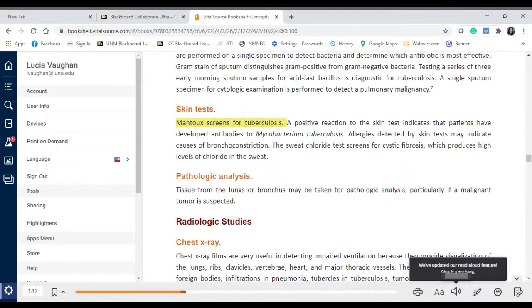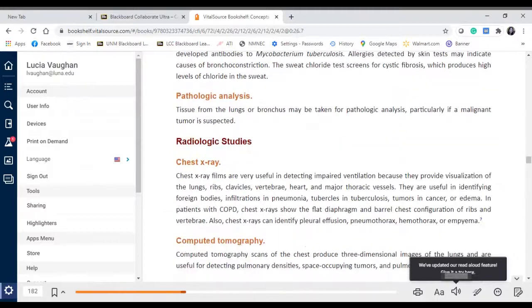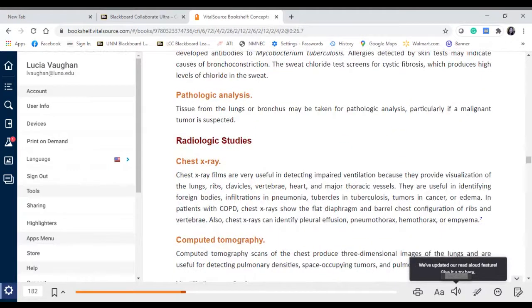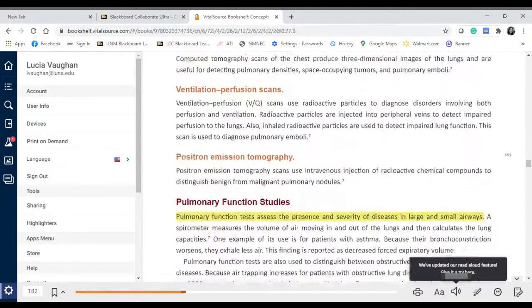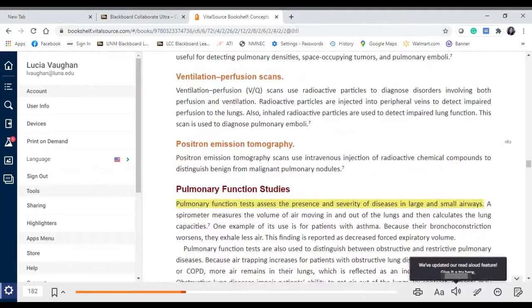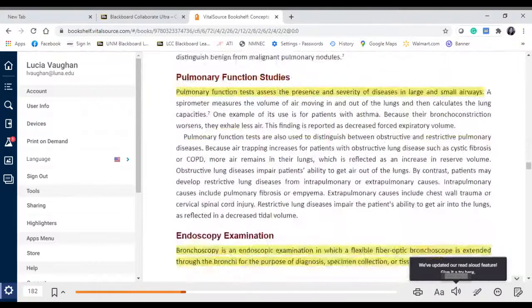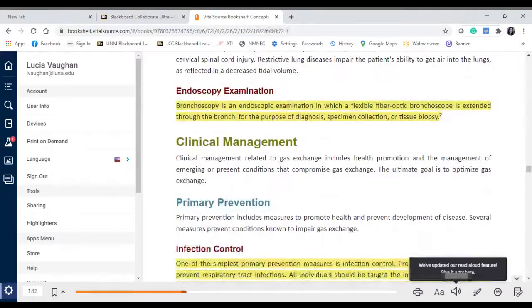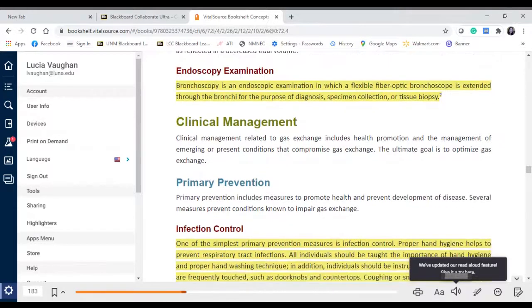The skin TB test, or the little bleb that we place under the skin, is to test for TB. Pulmonary function tests assess the presence and severity of diseases in large and small airways. Bronchoscopy is an endoscopic examination with a flexible fiber optic bronchoscope, extended through the bronchi for the purpose of diagnosis, specimen collection, or biopsy.